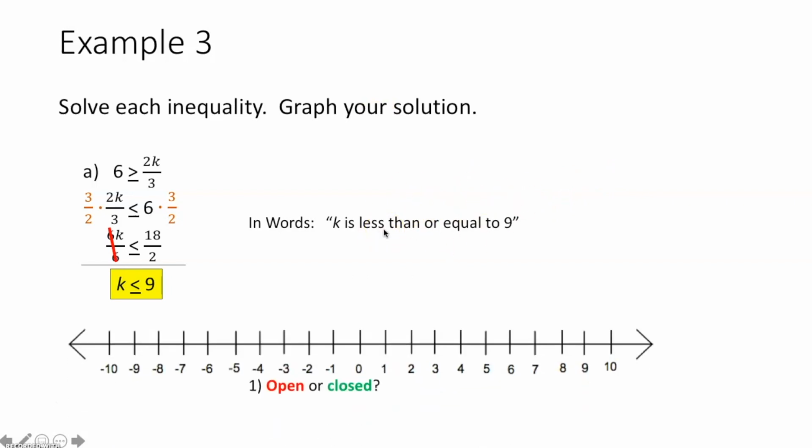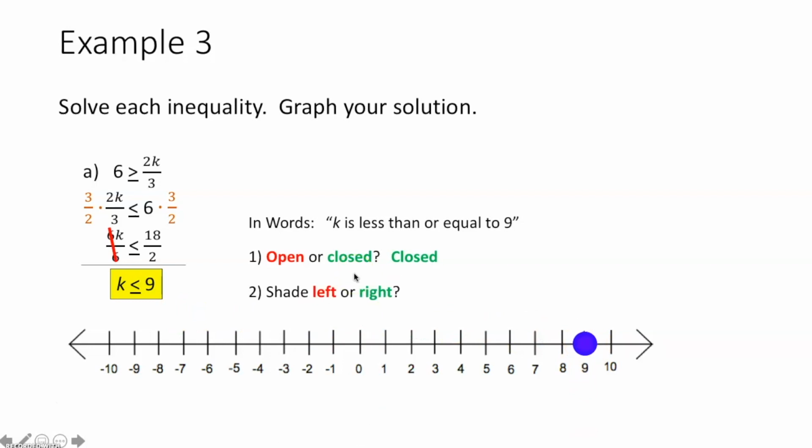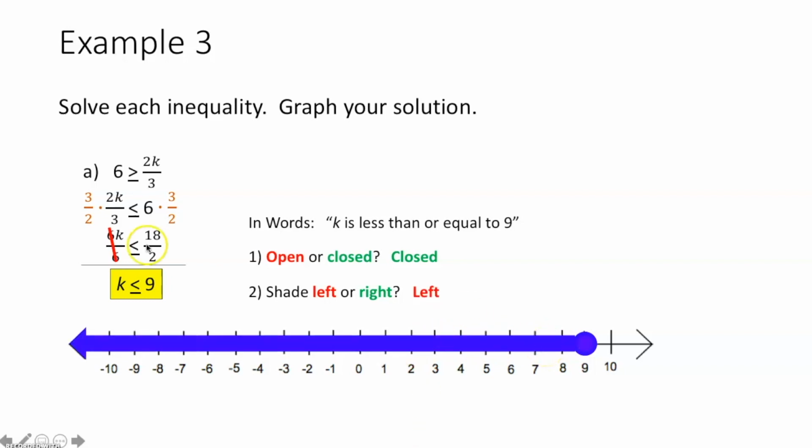Then I decide, do I have an open or a closed circle? Well, since I have an equal sign underneath, it's going to be a closed circle at 9. So I go to 9 and put a closed circle. And do I shade to the left or the right? Well, I have k is less than or equal to 9. So that's all the numbers less than or equal to 9. So I'm going to shade to the left of our closed circle. And again, since we solved for our variable on the left, our inequality sign points which way we should shade.